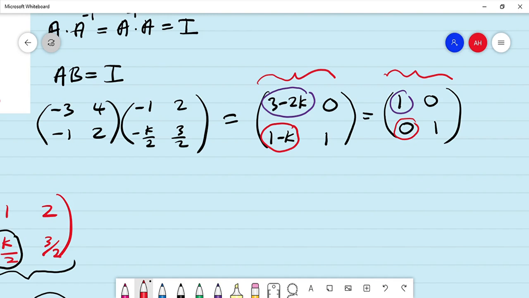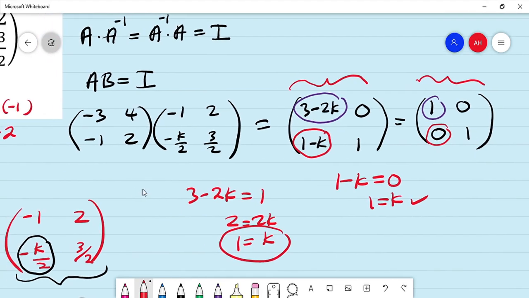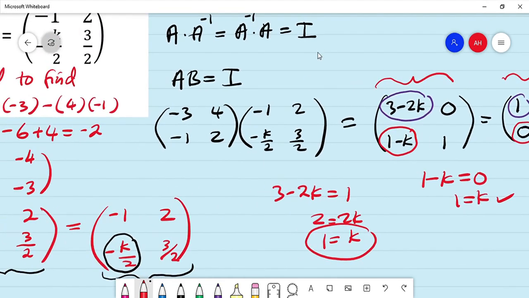Okay, we can choose either one. Maybe I like to use this one, 1 minus k. 1 minus k equal to 0. Therefore, we will get k equal to 1. That's right. Or maybe you want to use 3 minus 2k. Yeah, 3 minus 2k equal to 1. 2k equal to 3 minus 1, which is 2. So k equal to 2 divided by 2 is equal to 1 also. Okay, so that's the way how to find the value for k. In this example, we show 2 ways to find it.